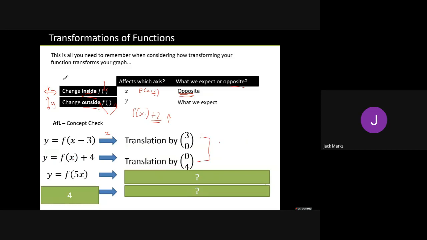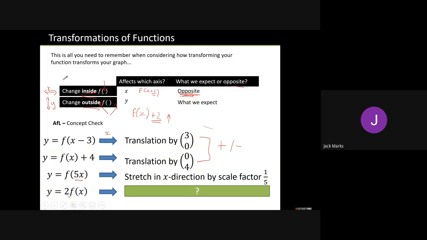So translations, these were shown by plus or minus. What about 5x now? What about a multiplication? So same question, inside the function or outside the function? Well, it's inside. Multiplying by 5, you might expect this to scale up by 5, to stretch by 5. But remember, inside the function, it's the opposite effect. So you are actually shrinking it by a factor of 5, or stretching by a fifth more formally.